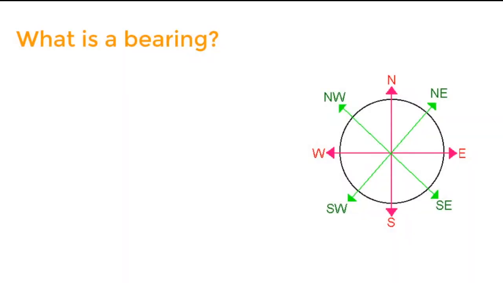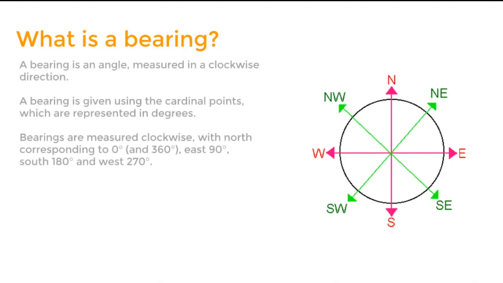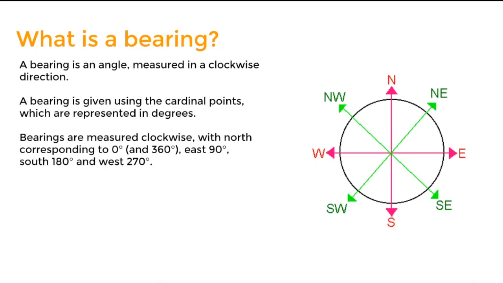So what is a bearing? In geography, a bearing is an angle that is measured in a clockwise direction. When calculating a bearing, you must use the cardinal points. A bearing is always represented in degrees. Bearings are measured in a clockwise direction, with north corresponding to 0 degrees, east 90 degrees, south 180 degrees, and west 270 degrees. A full rotation back to north represents 360 degrees.